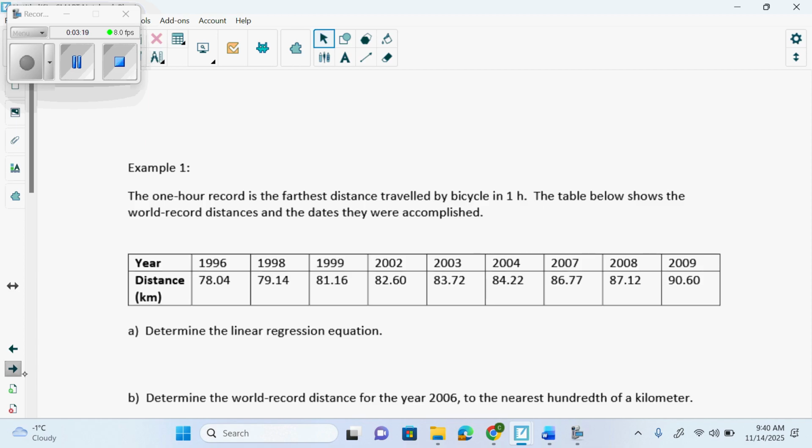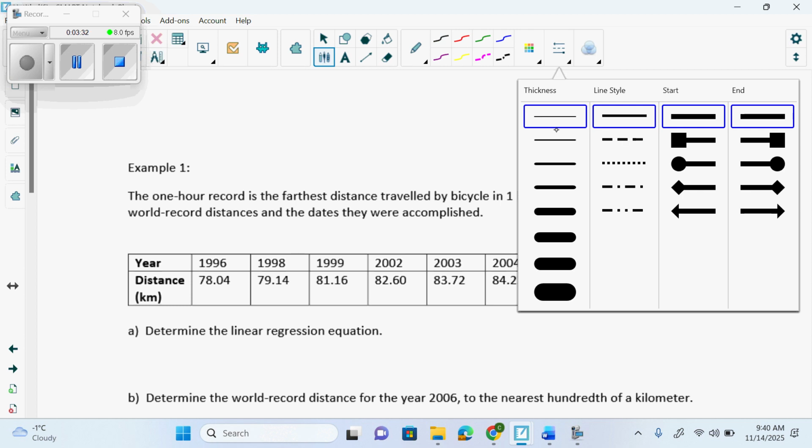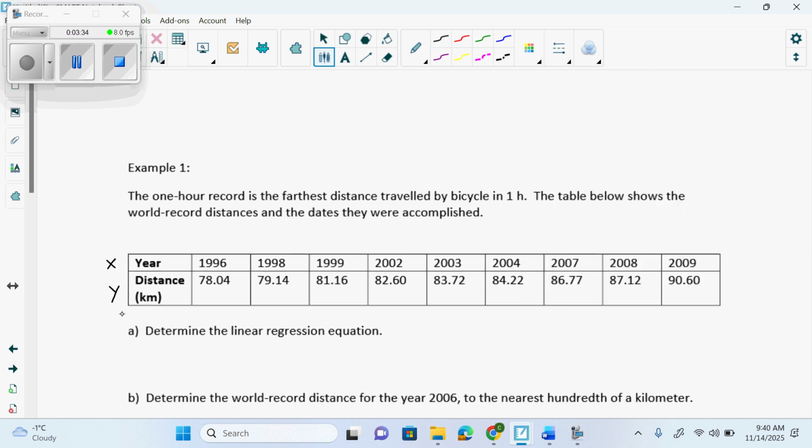It says, the 1 hour record is the farthest distance traveled by bicycle in 1 hour. The table below shows the data. This is the year, this is the distance. So this is X, this is Y. This is list 1, this is list 2. I wish my computer actually let me have my calculator up, but it said that it is dead and it won't let me have it. So you're going to follow along as I show it to you, which kind of sucks. But I believe in you.